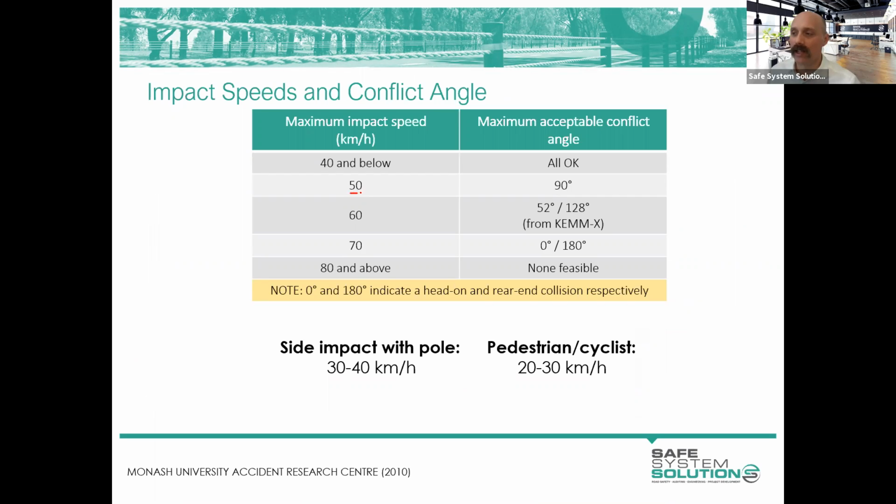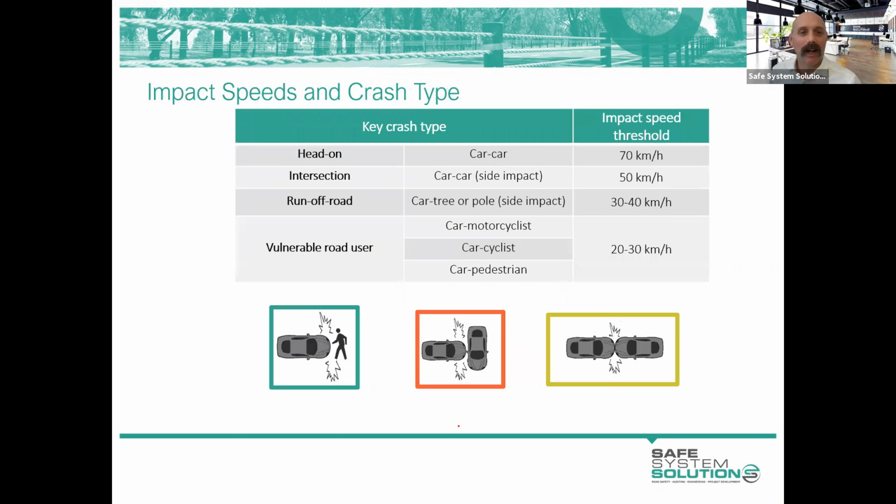So 50 kilometers per hour for that 90 degree, a little bit more for those other angles, and we talked about that. Side impact with poles, somewhere probably around the 40 kilometers per hour is where it starts to get really bad really quickly. 30-ish for pedestrians and cyclists. And then there's a bit more information there as well.